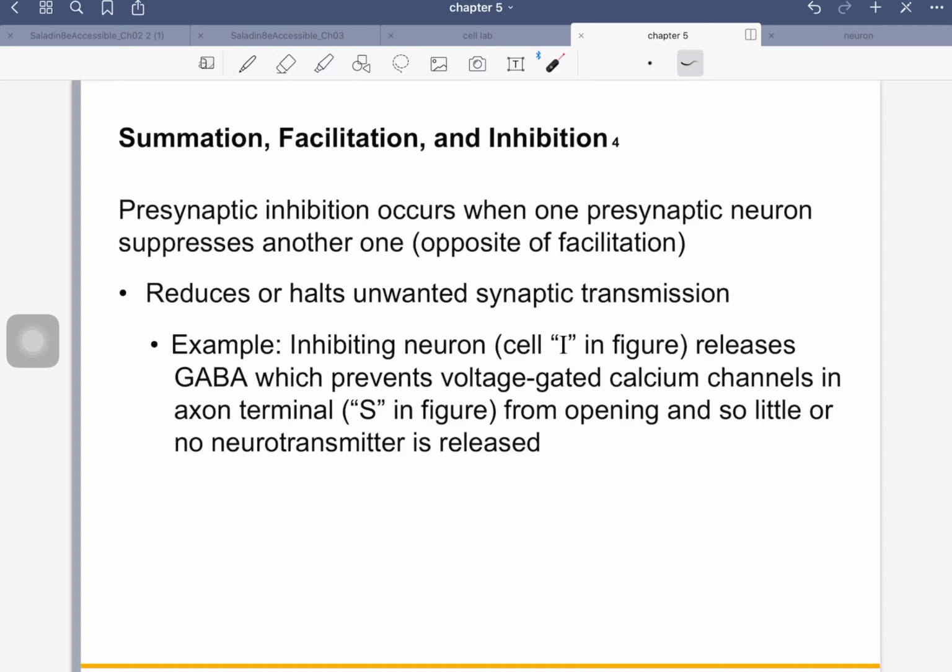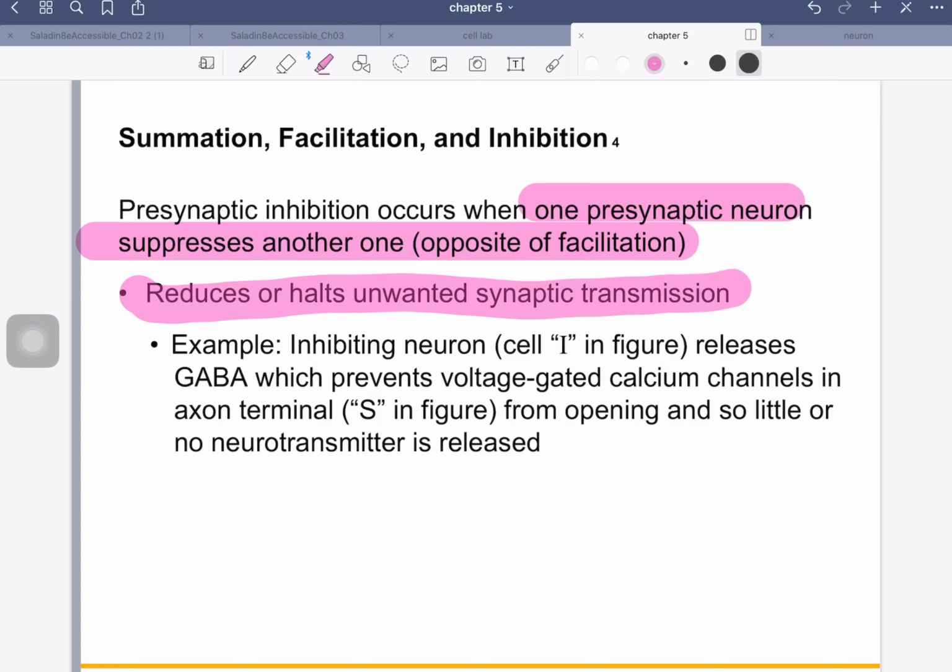Now, we also have presynaptic inhibition, and this is when one presynaptic neuron suppresses the other. So the case we just looked at was the case of facilitation. Facilitation means making it happen easier. This is a case of inhibition. And what's the goal of this? Well, despite a postsynaptic neuron trying to fire, at the last minute, this kind of jumps in and goes, hey, really reduce the amount of neurotransmitters you're releasing. I want to suppress the effect that you're having. So it reduces or halts unwanted synaptic transmissions.